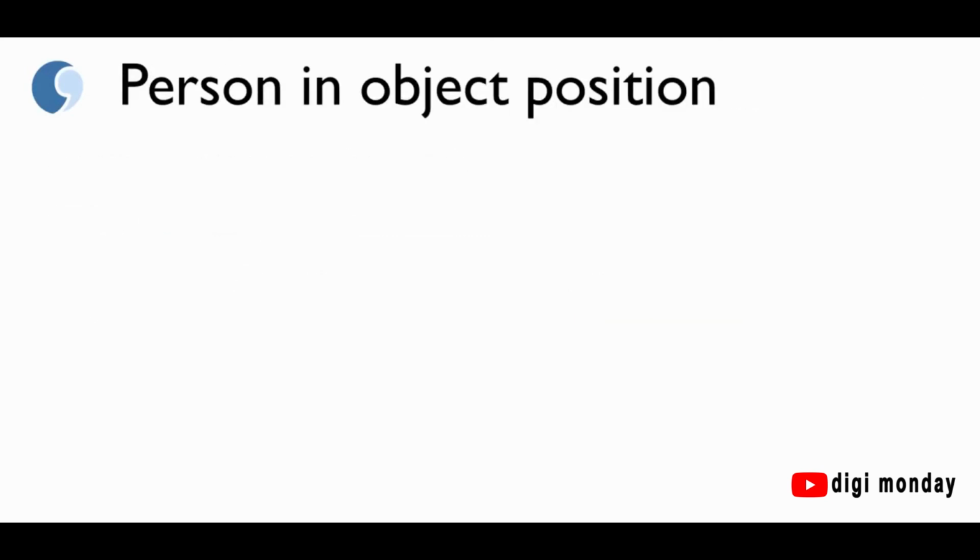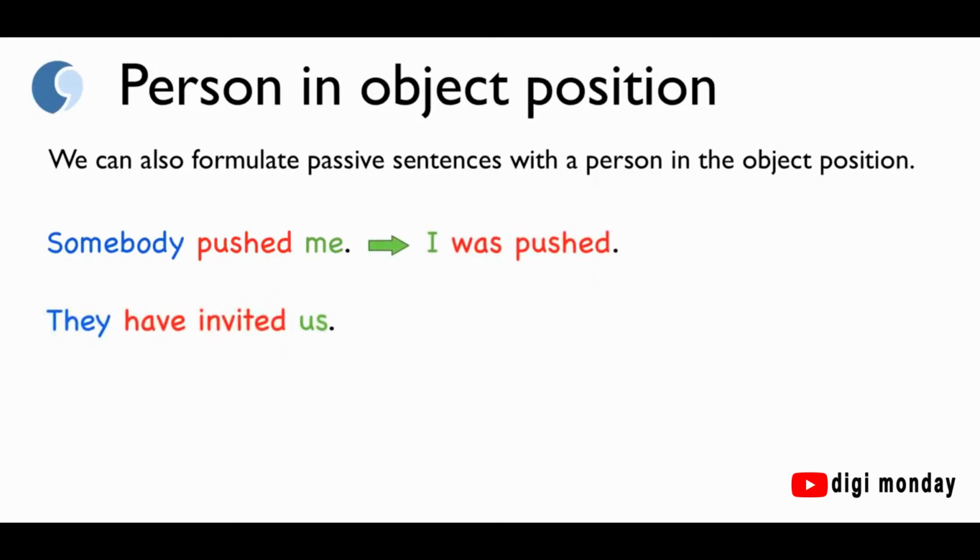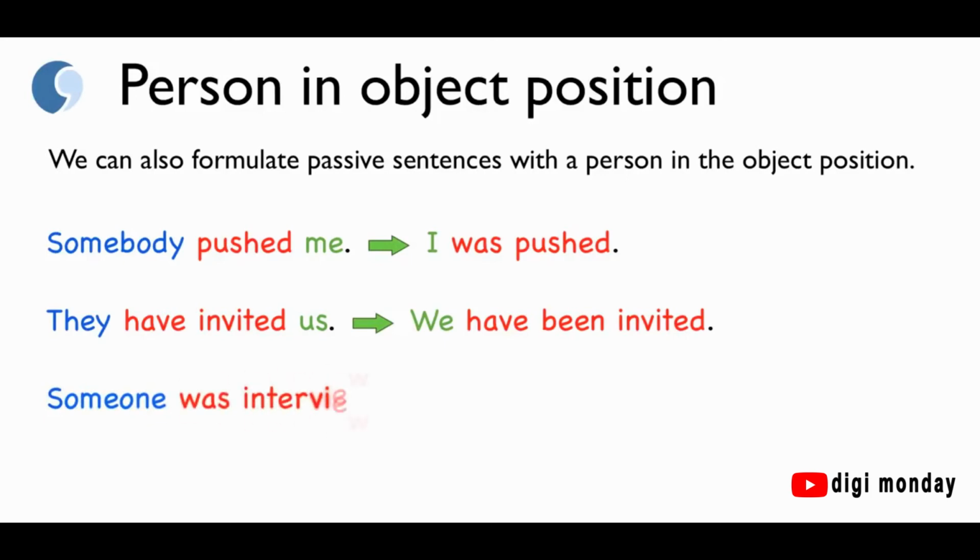Let's look at the person in object position. We can also formulate passive sentences with a person in the object position. For example, somebody pushed me. I was pushed. They have invited us. We have been invited. Someone was interviewing Jane. Jane was being interviewed.